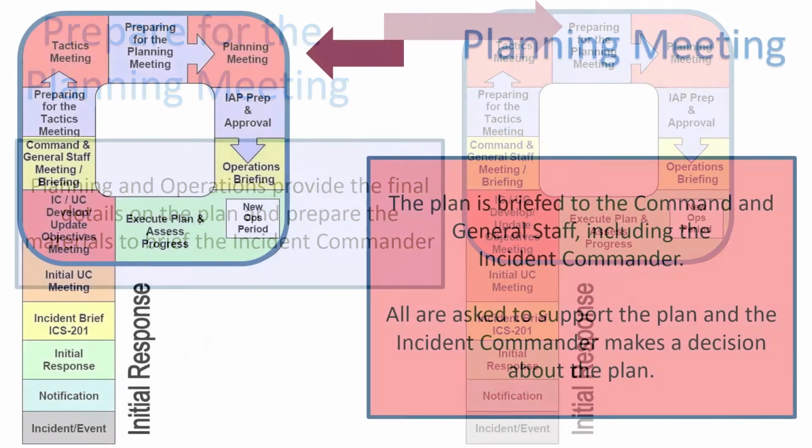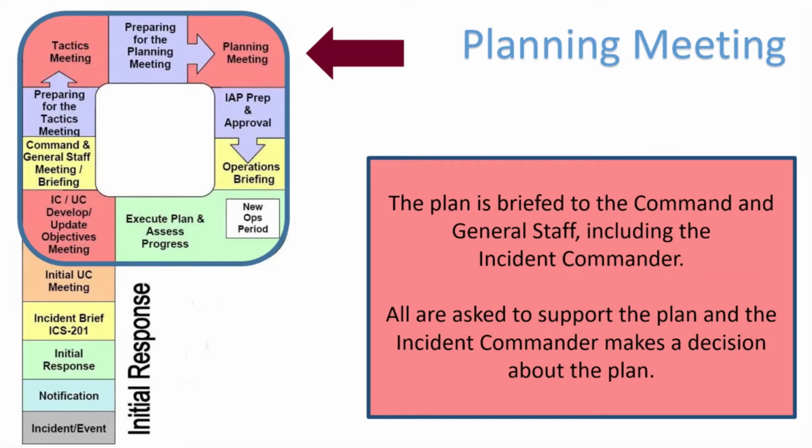In the planning meeting, the incident commander will receive a briefing on the plan that has been developed by the team. This is the first time the incident commander will be seeing or hearing about the proposed tactics, but all tactics will have been vetted by the team internally before the planning meeting. The planning section chief will poll all command and general staff to ensure everyone supports the plan. The end result of this meeting is the incident commander's tacit approval of the plan.